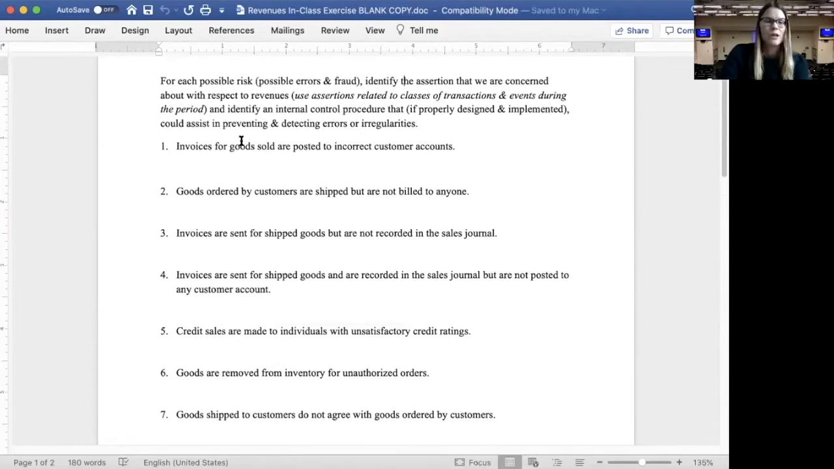All right. So reading back through, invoices for goods sold are being posted to an incorrect customer account. Then imagine we mail that customer a statement with these incorrect invoices posted to it. What do they do? They pick up the phone and they're like, I did not buy that stuff. And they are going to be complaining to you until you figure out what went wrong, where the error happened, and you fix it.